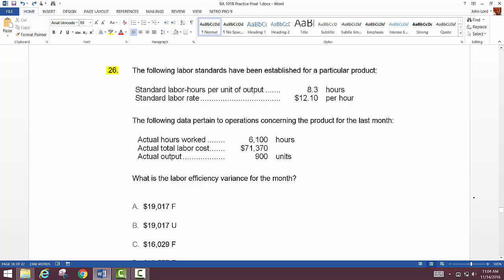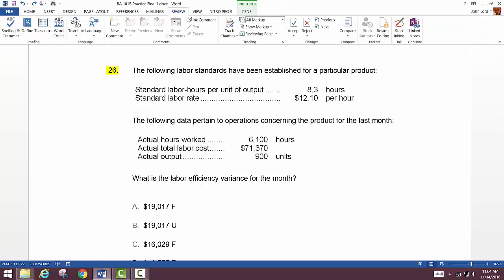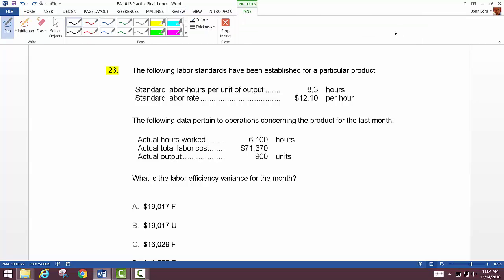Okay, so who wants to try this one? You don't have to come up. You can tell me from your seat. What are they asking me here? Efficiency variance. Okay, so labor efficiency variance. So I think we called it use. The correct term is what? Efficiency.